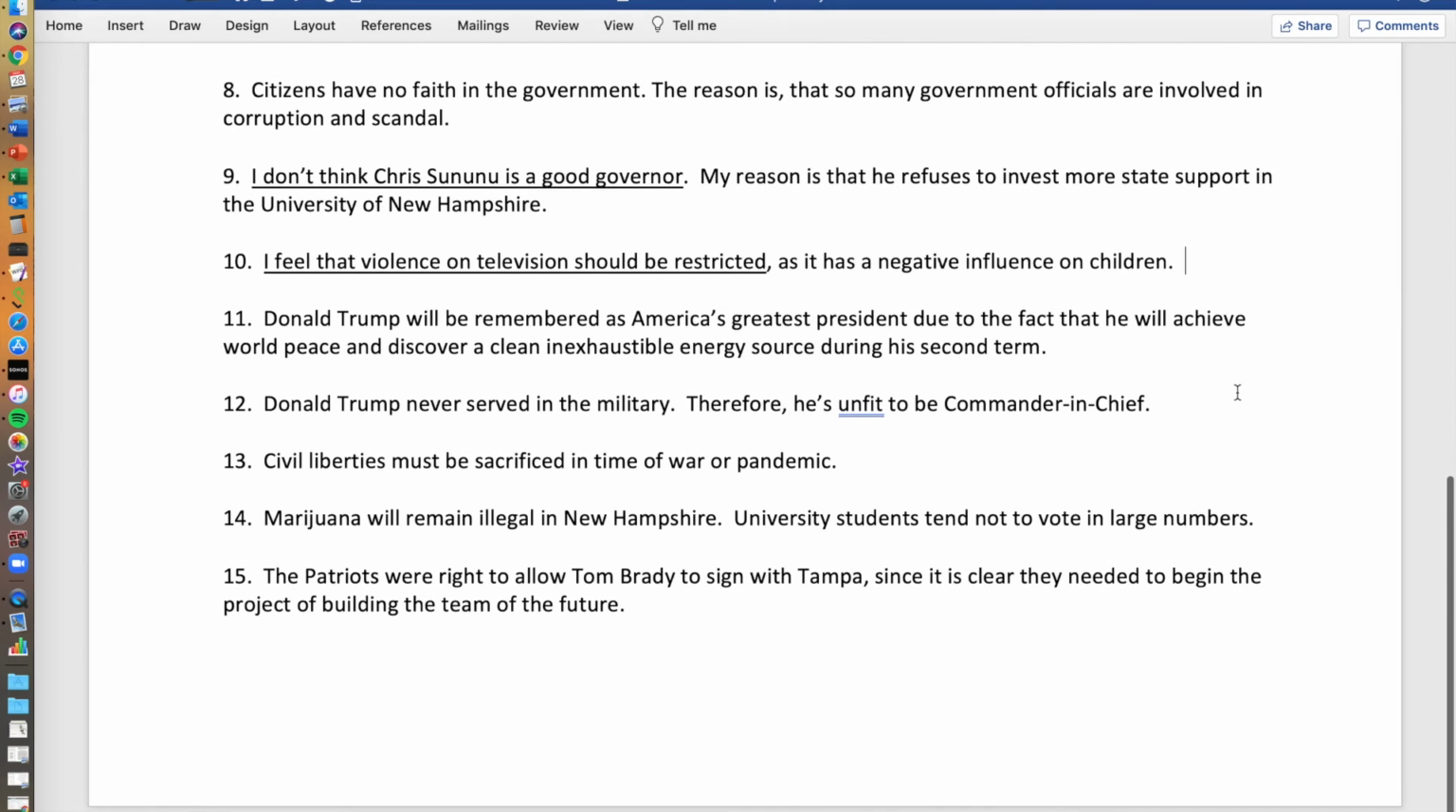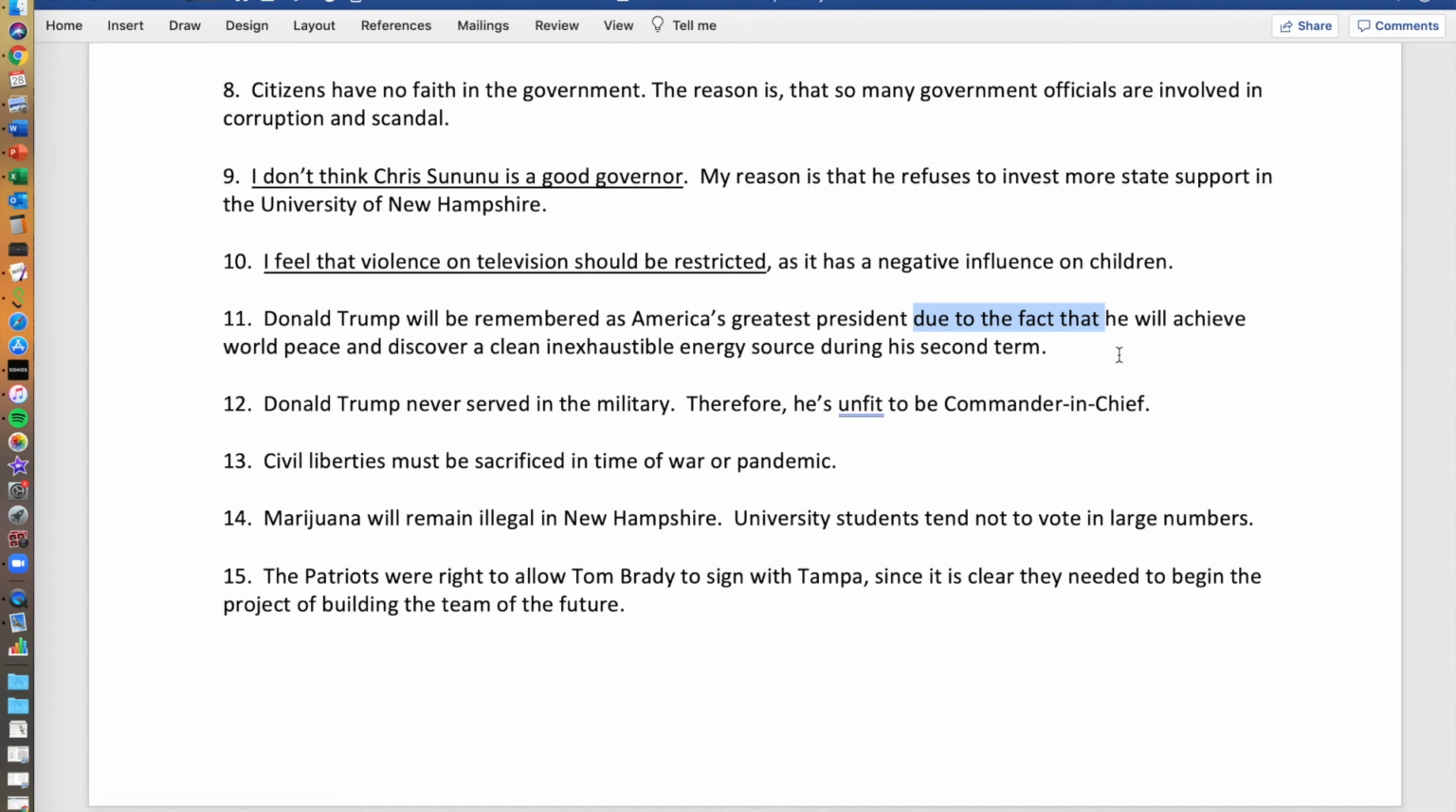Number 11, Donald Trump will be remembered as America's greatest president due to the fact that he will achieve world peace and discover a clean, inexhaustible energy source during his second term. Okay? So this is a longer sentence, but obviously it contains at least two assertions, right? And it has a clear argument indicator, due to the fact that, right? And this indicator would tell us evidence follows.